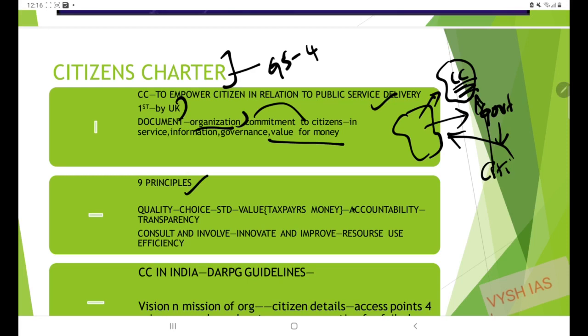Then the 9 principles of citizen charter are very important. You can use them. The principles are: quality should be there, choice, the fairness in choice should be there, then the minimum standards of the public service delivery, then value, it is dealing with the taxpayers' money. Then accountability should be there, transparency. Then next is consult and involve. The decisions should be based on consultation and involvement. Then next is innovation and improvement. It should also be there. Then there must be resource use efficiency. Already we have scarce resources, we have to use them efficiently.